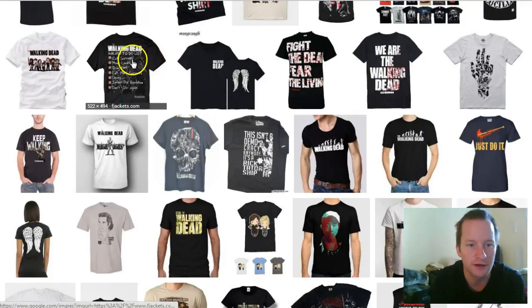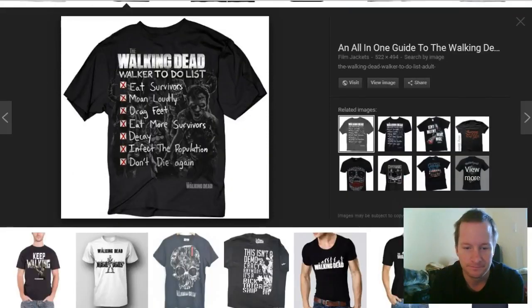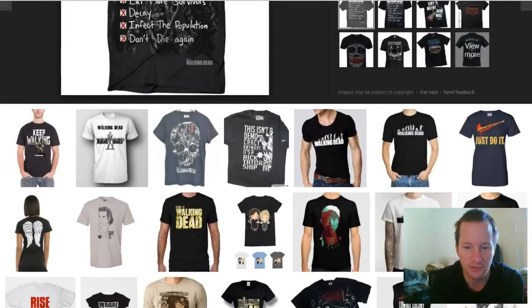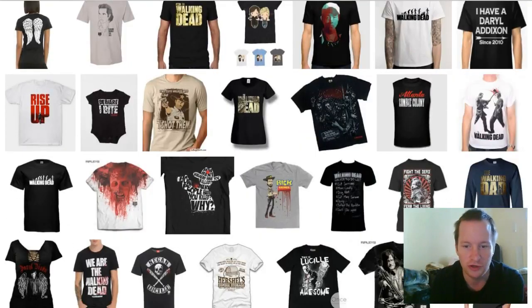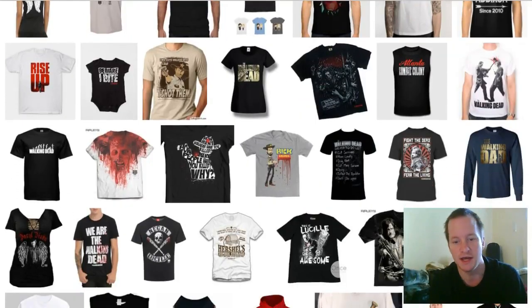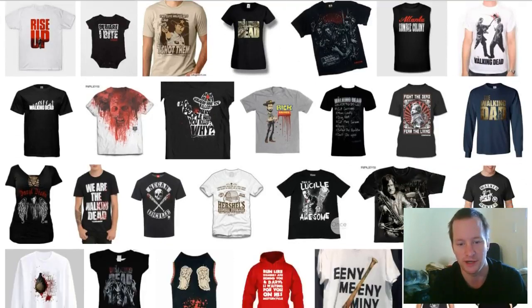We got this one right here. Let's see what this says. This is a Walker to-do list. That's kind of funny. We got some other T-shirts. So you can look at this and you can get some ideas on what people are making.